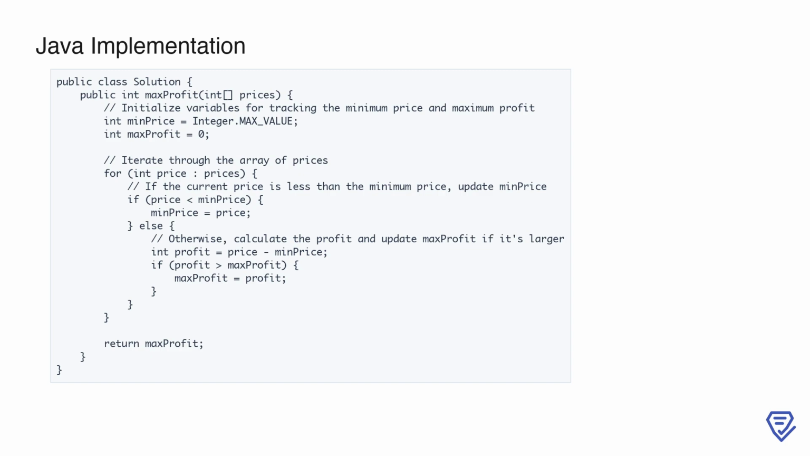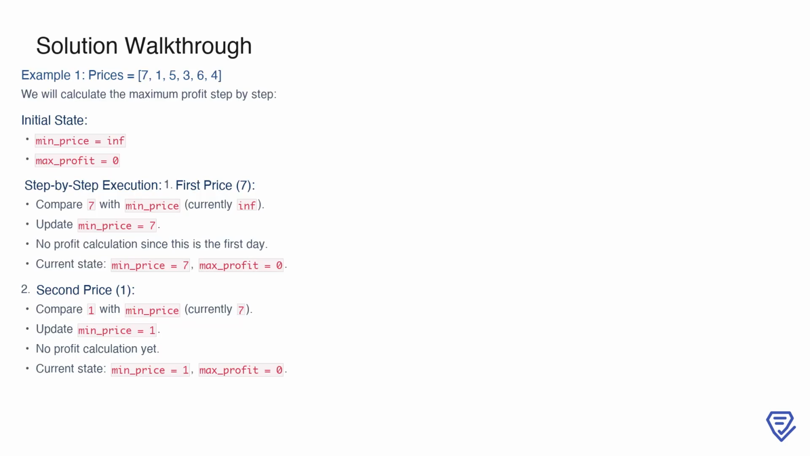Let's start by analyzing the first example where the prices are 7, 1, 5, 3, 6, 4. Initially, we set min_price to infinity and max_profit to 0. On the first day, the price is 7. Since this is the first day, we compare 7 with min_price, which is currently infinity, and update min_price to 7. Since there's no prior day to calculate profit, we leave max_profit as 0.